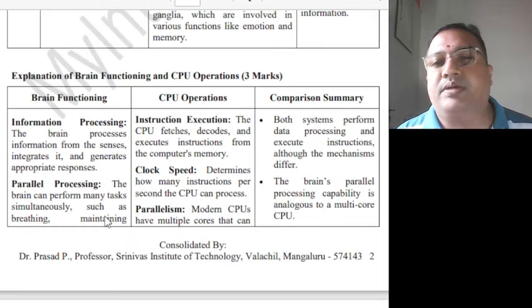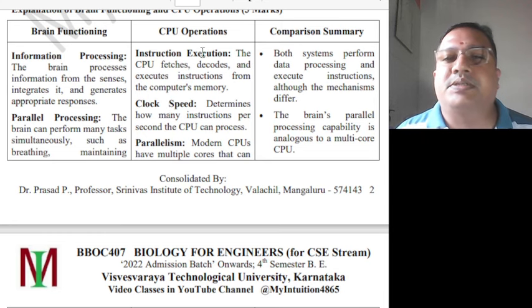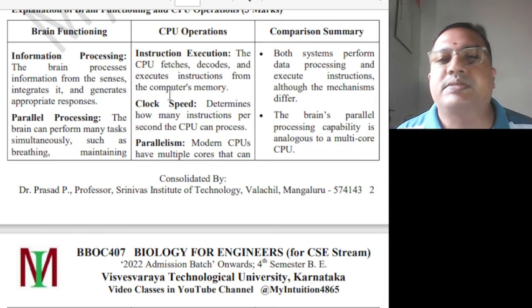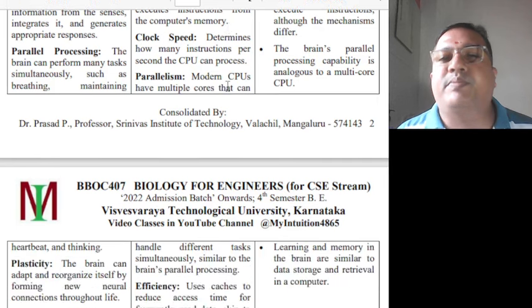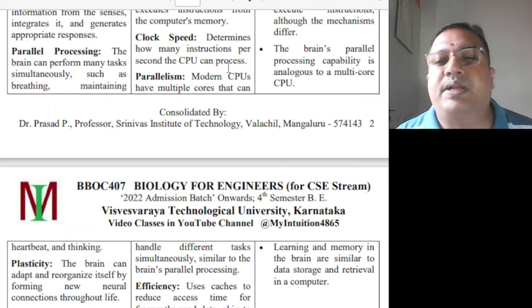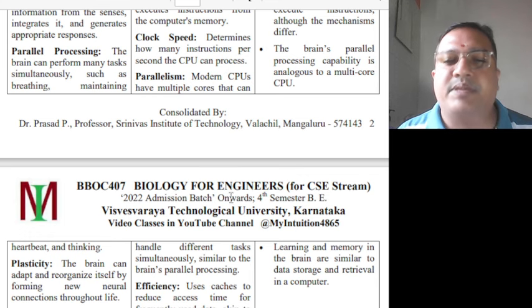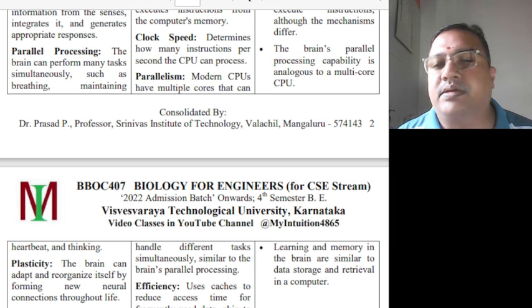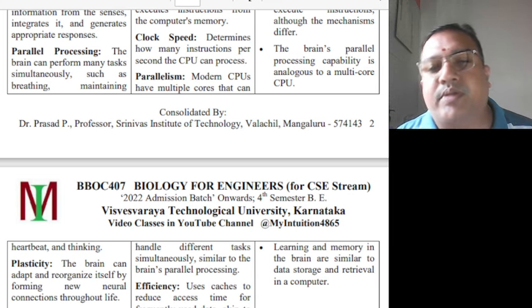What about CPU operations? Instruction execution: the CPU fetches, decodes, and executes instructions from the computer's memory. The clock speed determines how many instructions per second the CPU can process. Parallelism: modern CPUs have multiple cores that can handle different tasks simultaneously, similar to the brain's parallel processing. Efficiency: the CPU uses cache to reduce access time for frequently used data, similar to the brain's use of synapses to strengthen frequently used neural pathways.